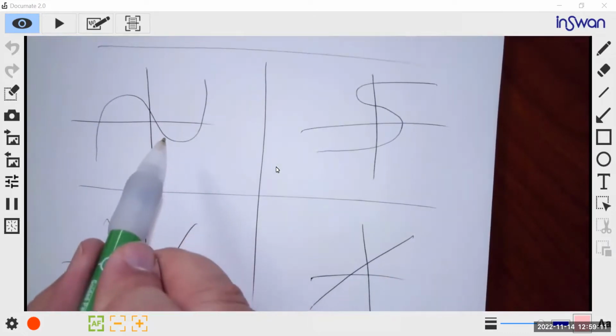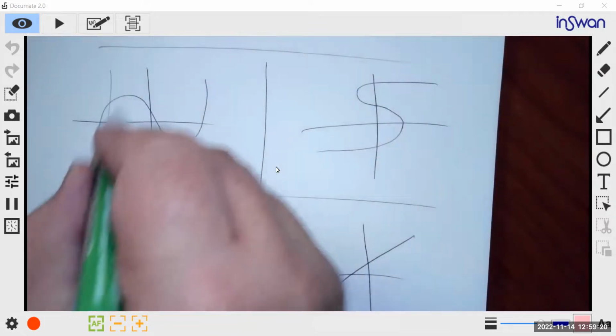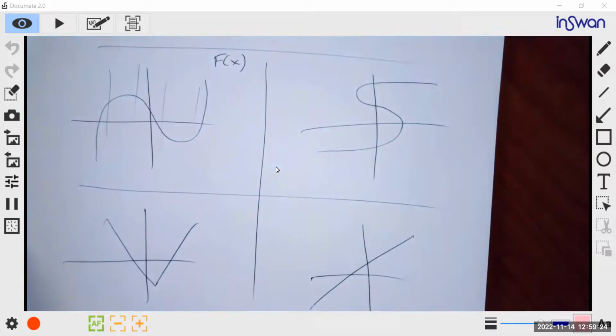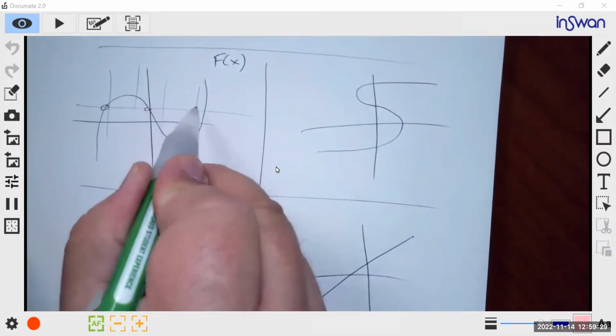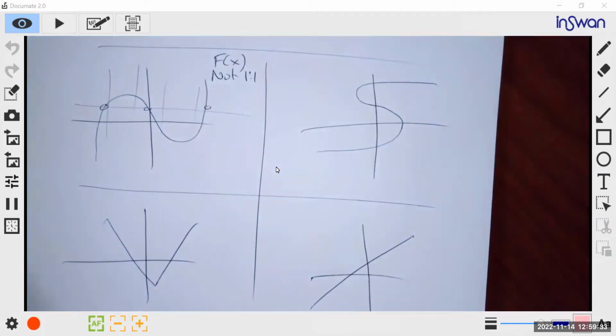Is the first one a function? Yes, because I can draw a vertical line test. So it is a function. Is it a one-to-one function? No, because it will cross more than once. Yeah, if I do a horizontal line, it's not one-to-one, meaning that there's no inverse to it.